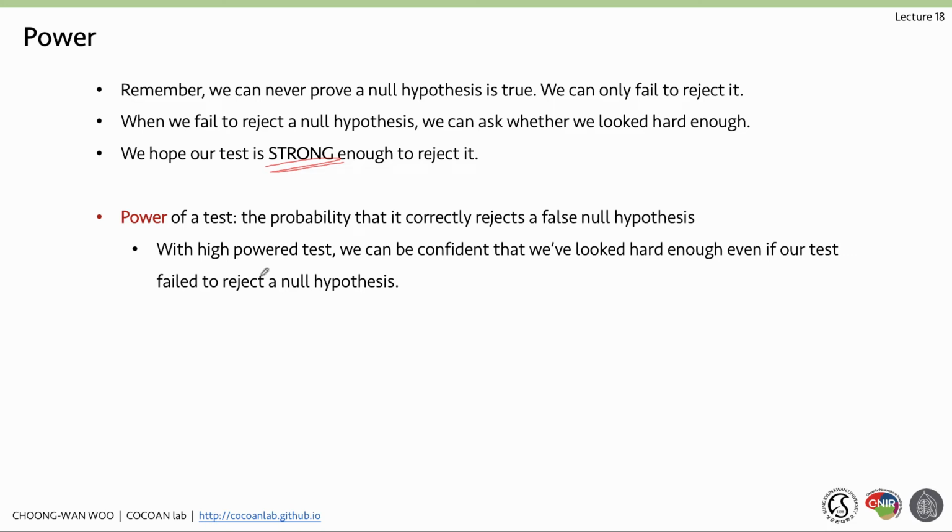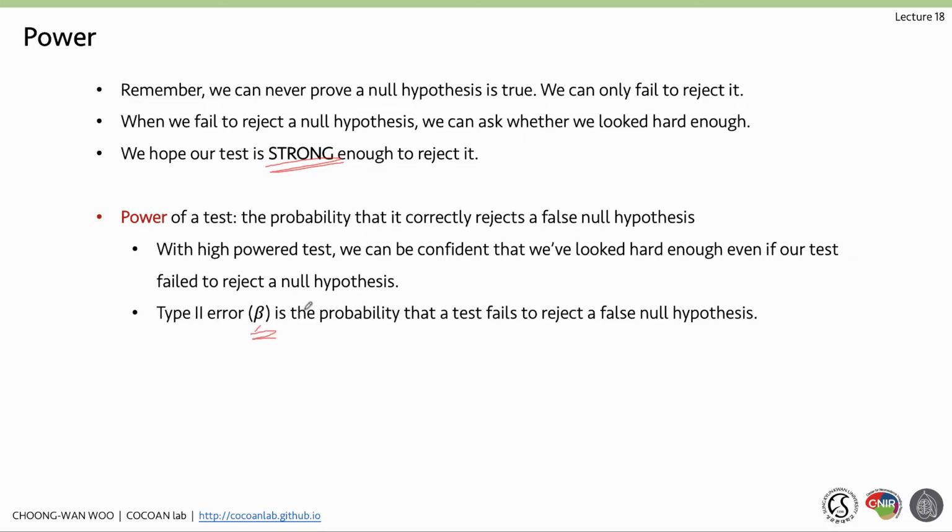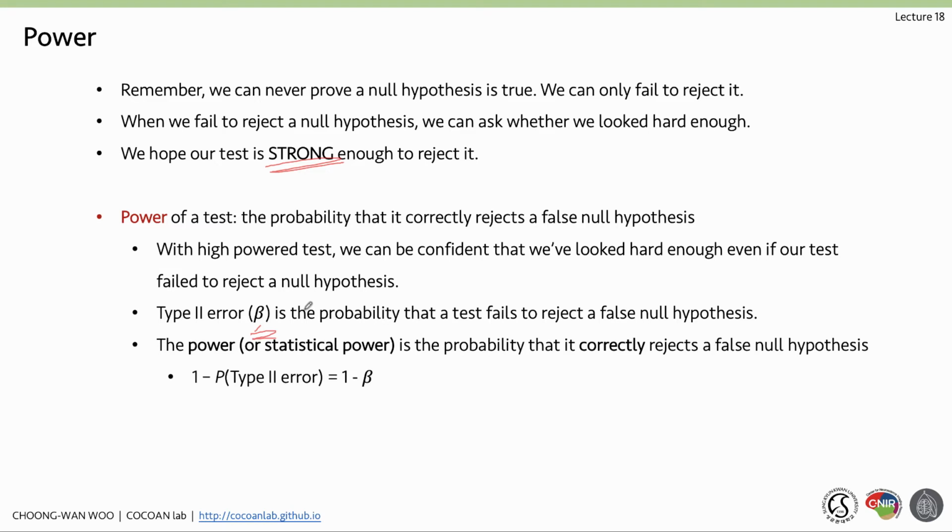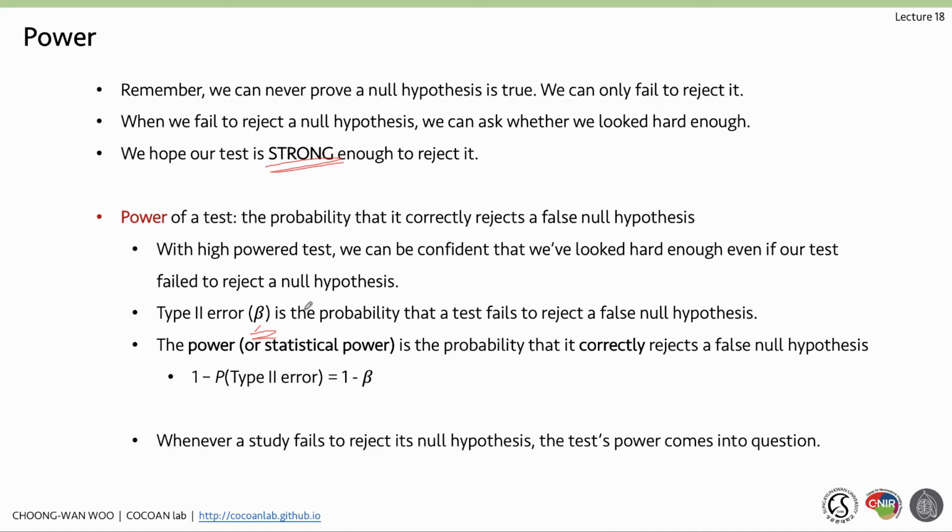The type 2 error, beta, is the probability that a test fails to reject a false null hypothesis, and therefore the power is 1 minus beta. That is the probability that it correctly rejects the null hypothesis. And whenever a study fails to reject its null hypothesis, the power of the test comes into question.